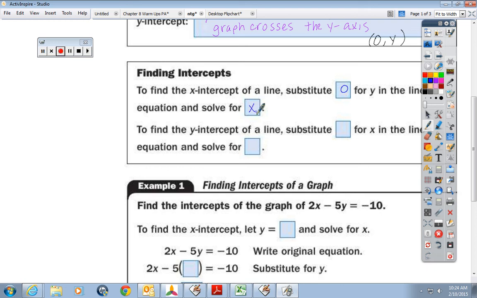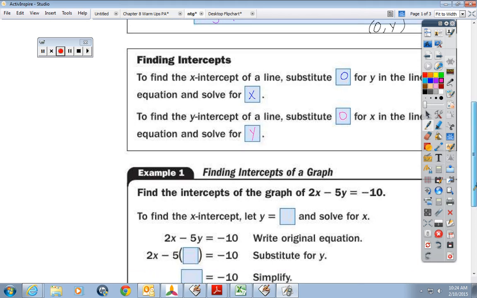And then the opposite for the y-intercept. We substitute 0 for x and we solve for y. So right here, the kind of equations we're going to get are not going to be in function form, and guess what? It's going to be okay. We don't want them in function form when we're trying to find the intercepts.